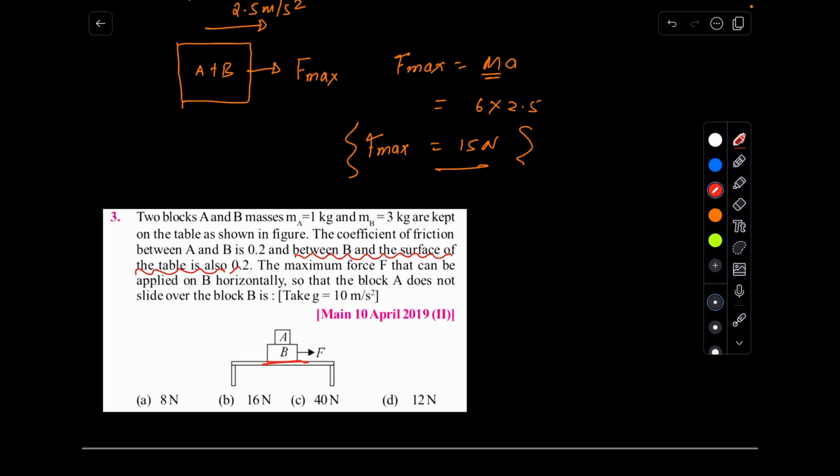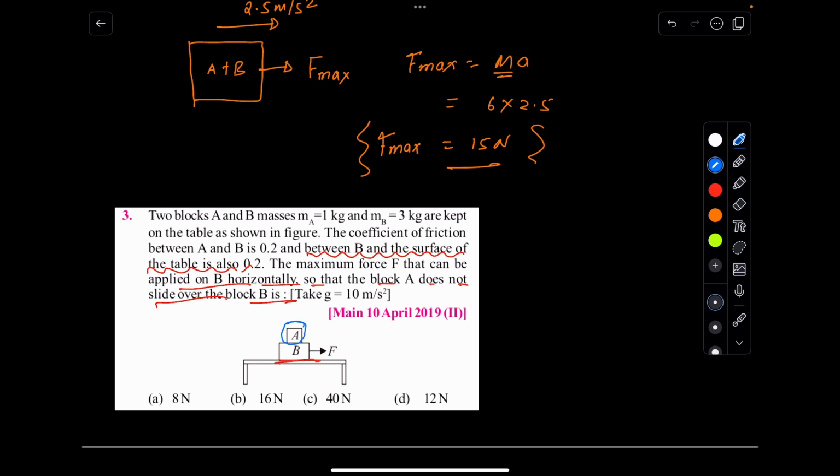The maximum value of F that can be applied on B horizontally so that the block A does not slide over the block B. Alright, so in this kind of problem what we have thought is to find out the maximum limiting acceleration of the A plus B system when they are moving together. Right, who will decide that? Over here it is A. Why? Because A is going to move with the help of friction, right?